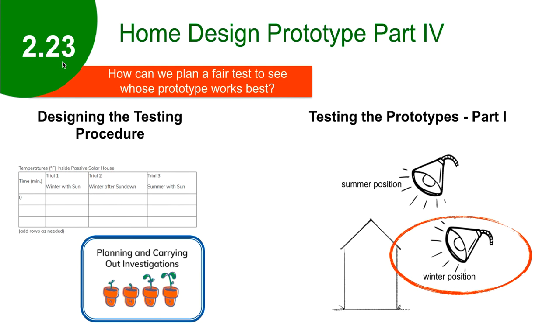In 2.23, students answer the question, how can we plan a fair test to see whose prototype works best? As a class, we come up with a consensus for the height and the angle of the lamp and how far away it should be placed from the prototype to come up with a completely fair test at different times of year for winter and summer. We then test our houses in the winter position.